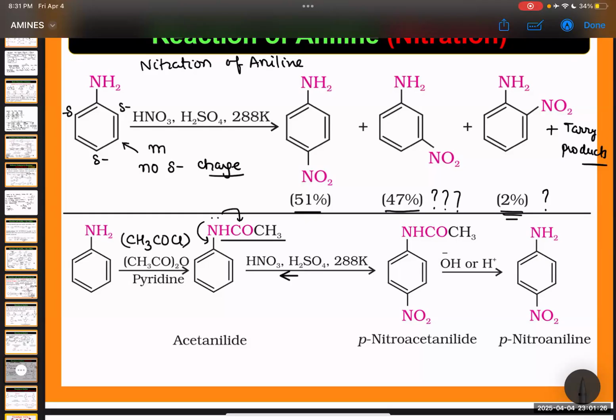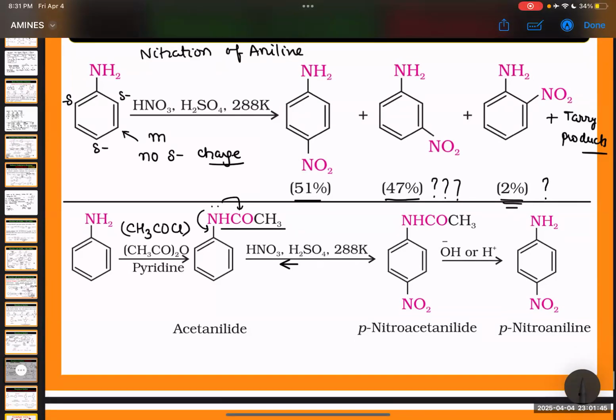Meera and Upasna, is it clear or not? Tell me quickly. Yes, sir. Okay, good. Once you have a protected aniline, this is known as protection of aniline, because you are putting a brake on the electron density. Now you can carry out the nitration, and you will see that the nitro group gets attached to the para position.